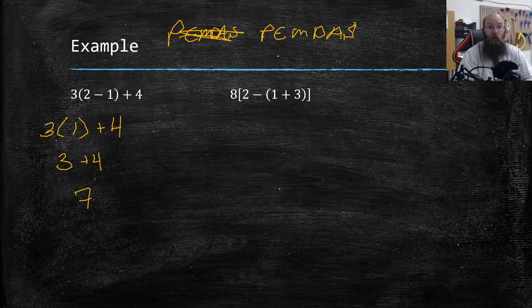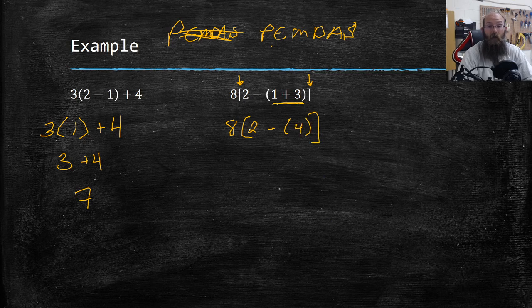All right, over to the next one. Same deal. Are there any parentheses? There is. There's actually 2 styles of parentheses. I've got my brackets way out here, and then I have my parentheses in the middle. Duh, got ahead of myself there. So 8, I'm going to leave it alone. This 2, I'm not going to do anything with it yet either. I'm going to work all the way to my innermost parentheses, which is this 1 plus 3. That stuff in there. 1 plus 3 gets me 4.